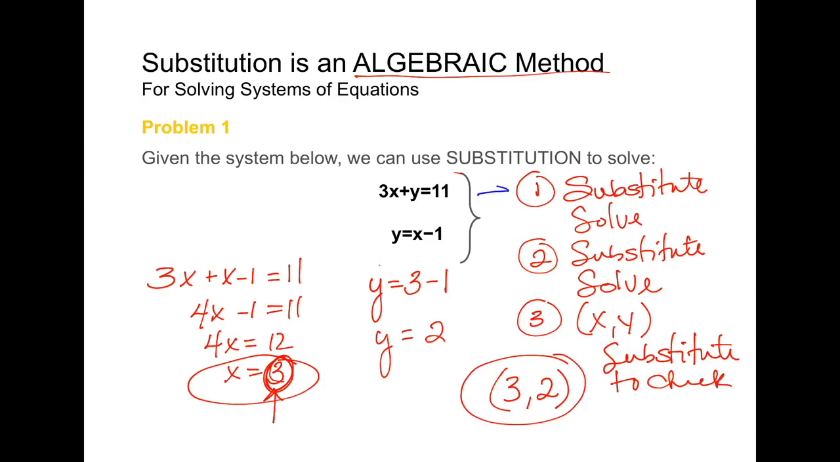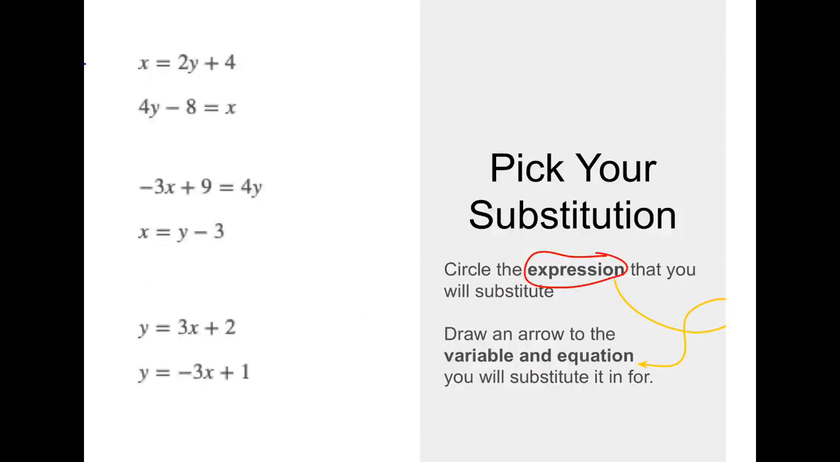So those are the steps for the algebraic method of solving a system by substitution. Let's look a little bit more closely at this first step, because in this first step, substitute and solve, we have some decisions to make. Okay, I have 3 systems of equations here. I'm actually just going to talk about this one for right now.